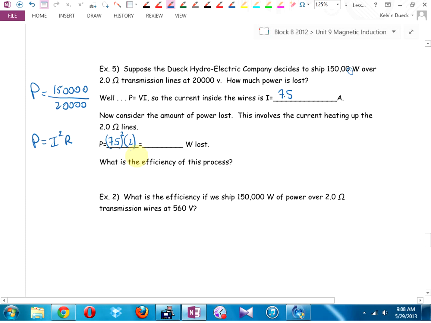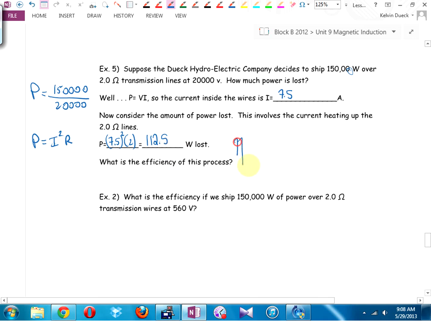What do you get? 58.5? Is that right? I don't think so. 112.5? I think you forgot to multiply by 2. 112.5 watts lost. What's the efficiency?